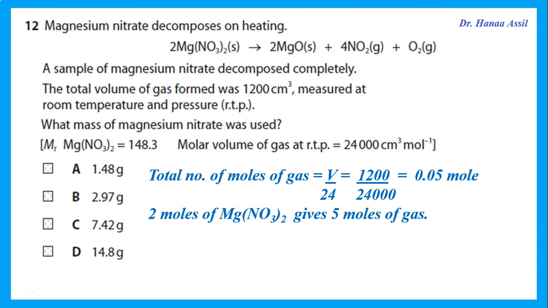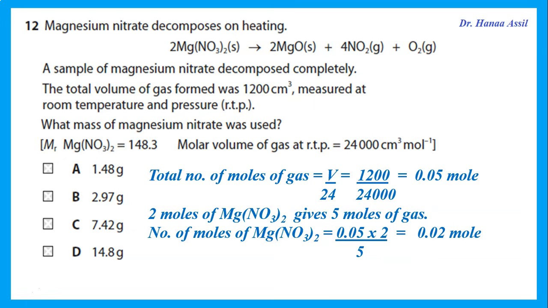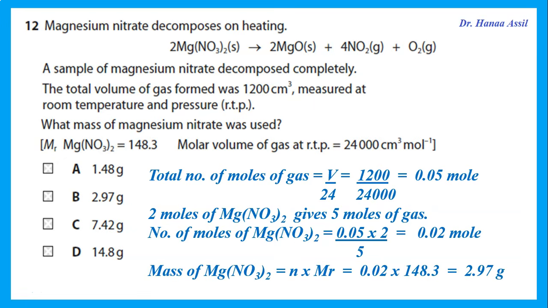So if 2 moles of magnesium nitrate gives 5 moles of gas, then the number of moles that we have, which is 0.05, will give how much? So it will give 0.05 times 2 over 5. So that is the number of moles of magnesium nitrate. Now to get the mass of course is number of moles times the molecular mass, which is already given in the equation, and that gives a mass of 2.97 grams.